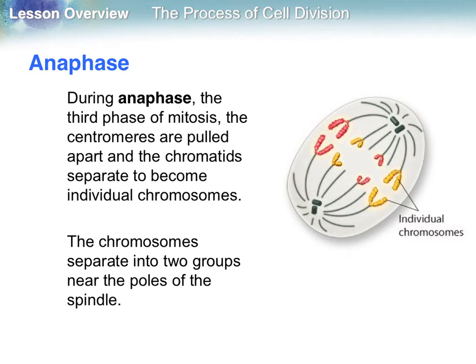So the centromeres again are being pulled apart and the chromatids are separating into individual chromosomes, and they wind up in two groups near the poles of the spindle. So they'll wind up near these areas of the cell.